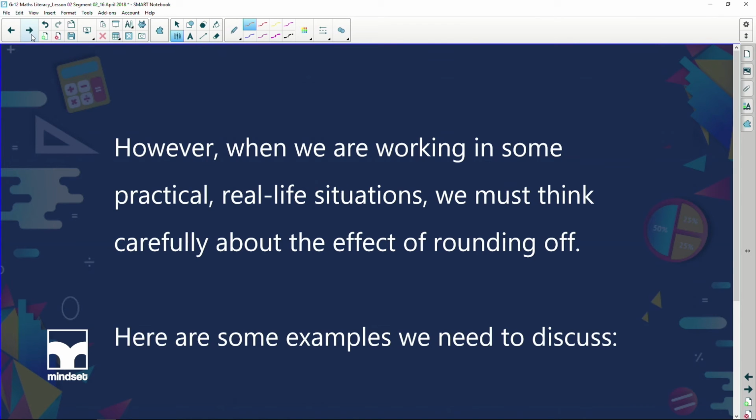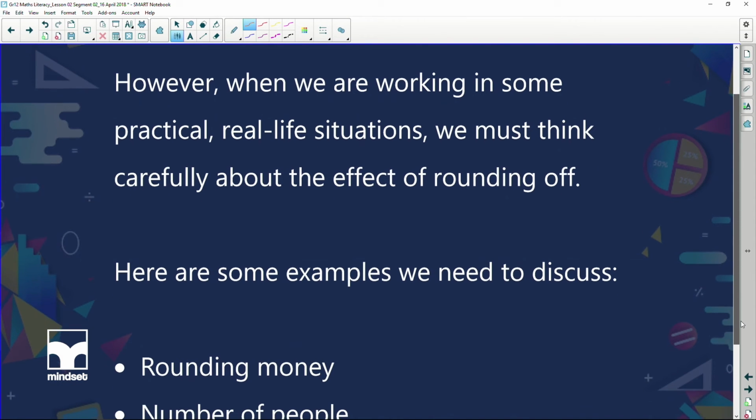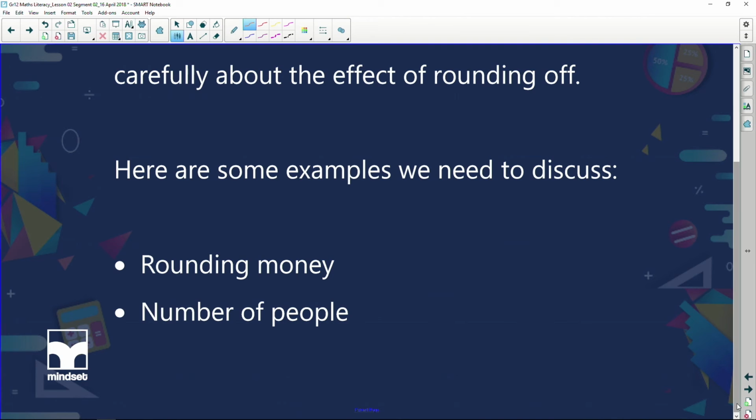However, let's have a look here. When we're working in some practical, real-life situations, we must think carefully about the effect of rounding off. Okay? Here are some examples we need to discuss. Rounding money. Now, folks, money is 2 decimal places. Okay? So if I give you an answer of 1 rand 90, let's say 6.5, that 5 can't be there. It's only 2 decimal places, so the answer is 1 rand 97.